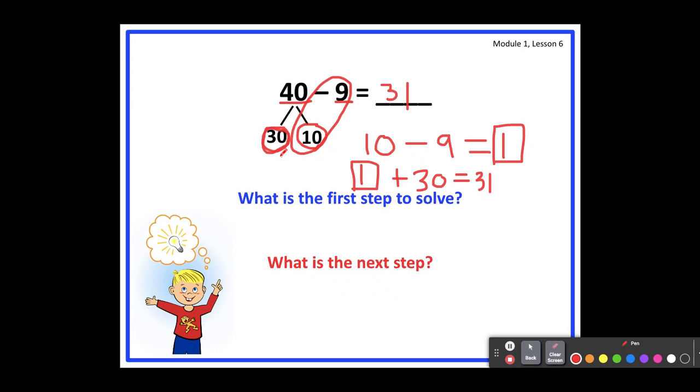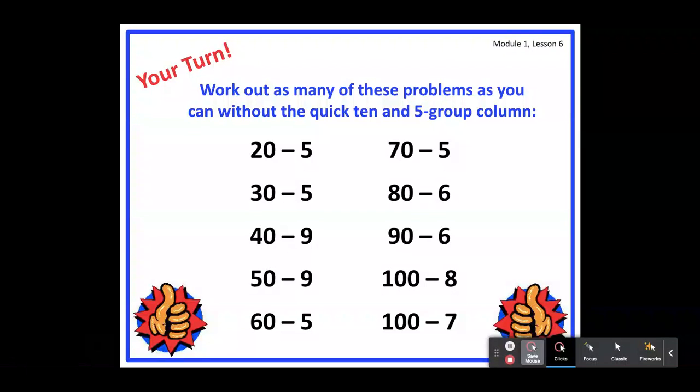Remember, we're really subtracting 40 minus 9. And this is just another way for you to subtract 40 minus 9. Eventually, this will help you subtract a lot faster mentally. Your turn. Work out as many of these problems as you can without the quick 10 and 5 group column. Meaning I want you to break apart the numbers by making one part your 10. And that's going to help you solve mentally.